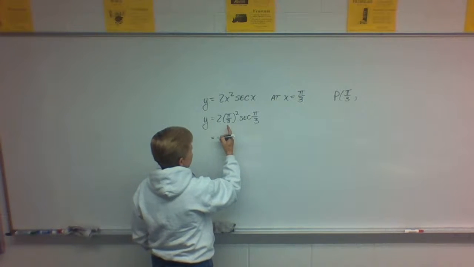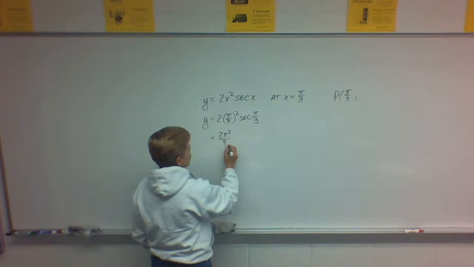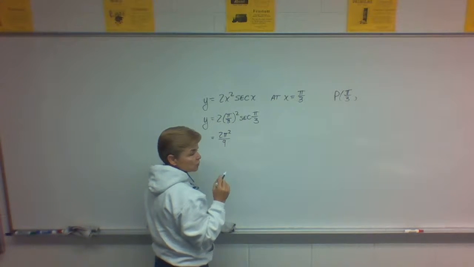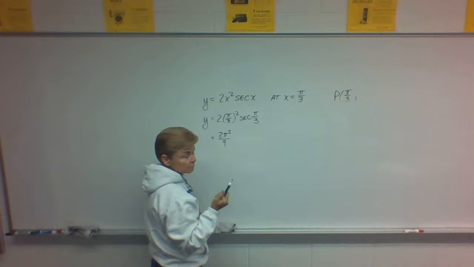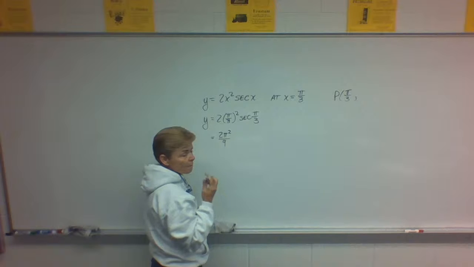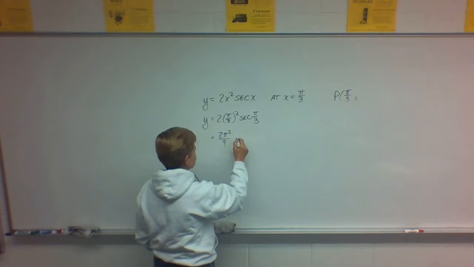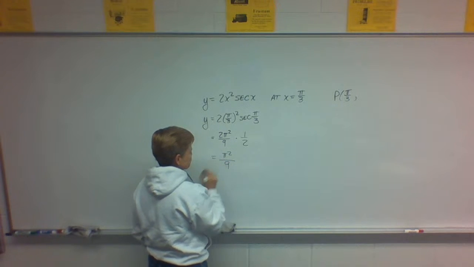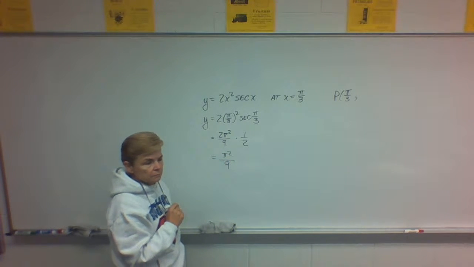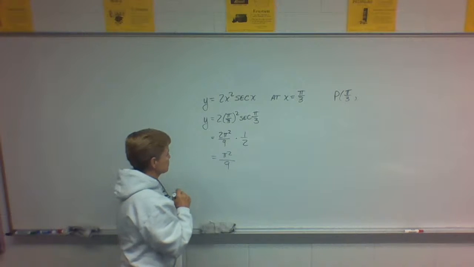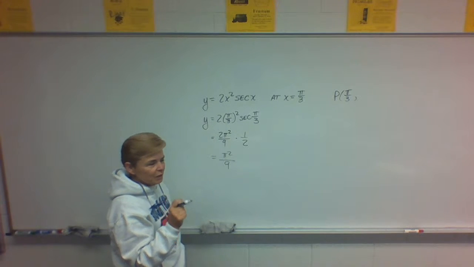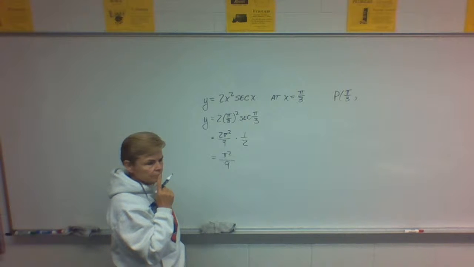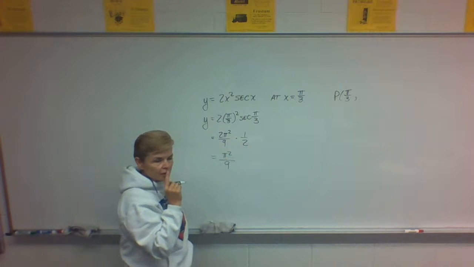So this is equal to 2 pi squared over 9, and this is 1 over the cosine of pi thirds. What is the cosine of pi thirds? 1/2. And so we get pi squared over 9. I wrote it right, said it wrong. Do you all understand that this is a half? Do you see why that is or not?